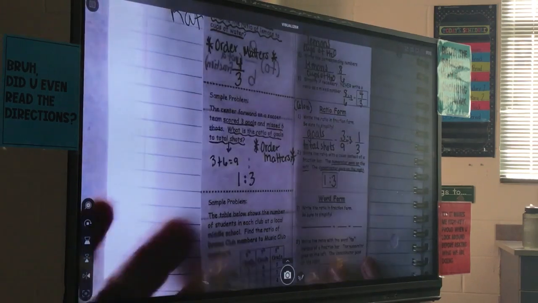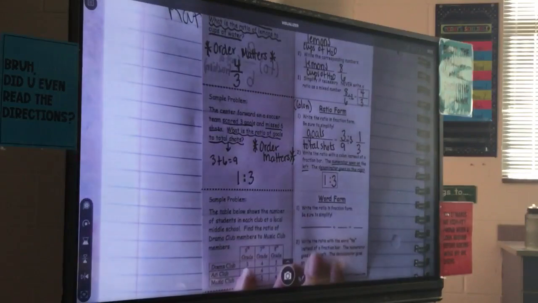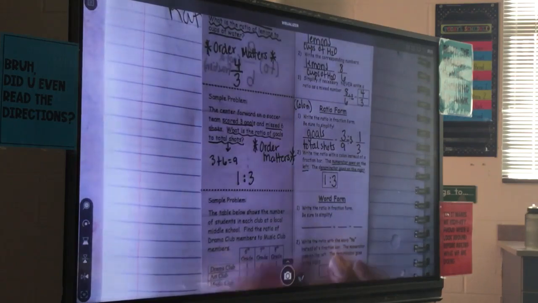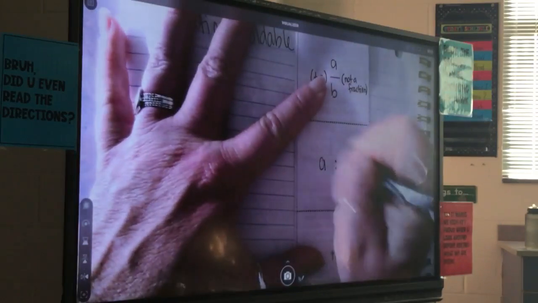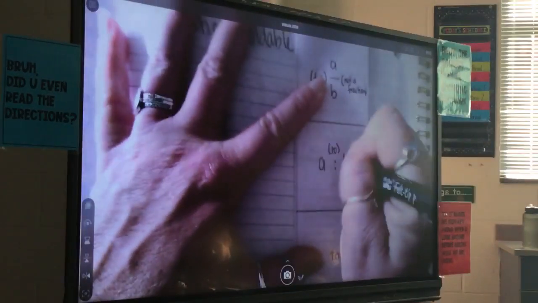All right, open up. Oh, sorry. Thumbs up when you're ready to move on. All right, on the outside, you need to write A to B.